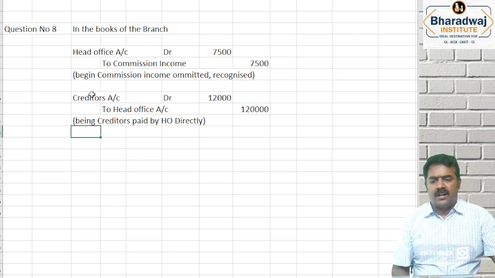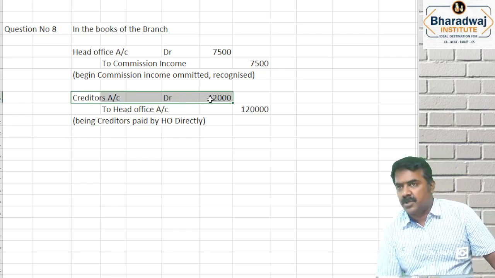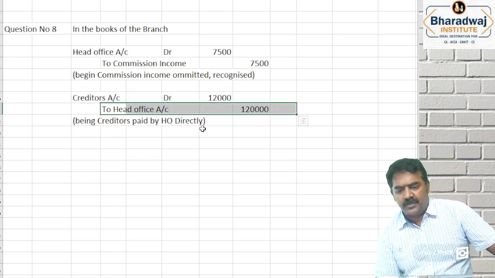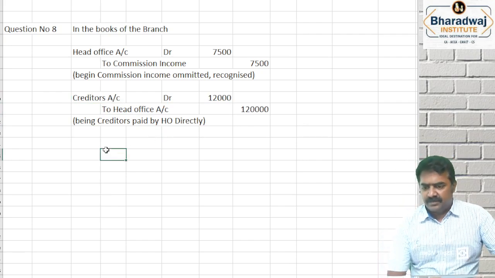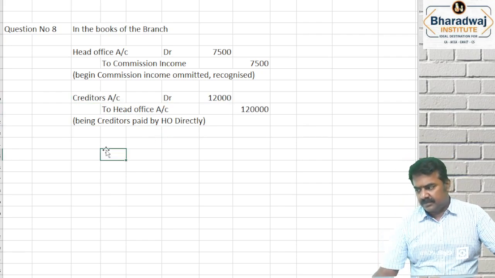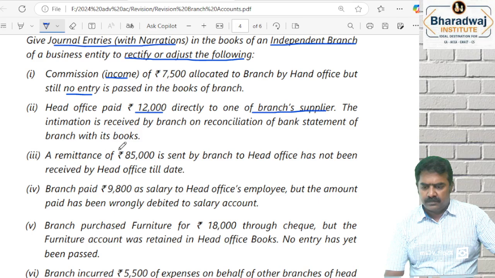See, think of a normal journal entry. When you pay creditors, what is the entry? Creditors account debtor to cash. It is paid by the head office, so to head office account. Next one.